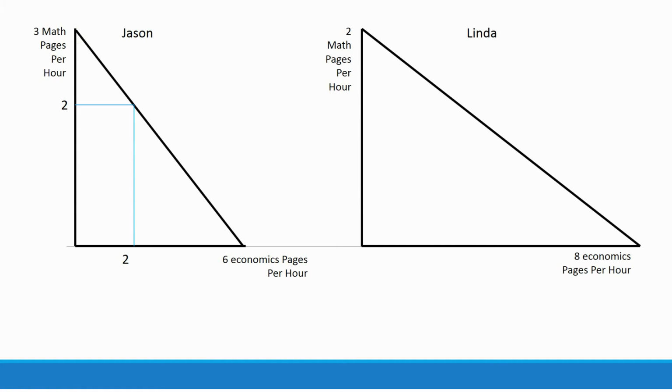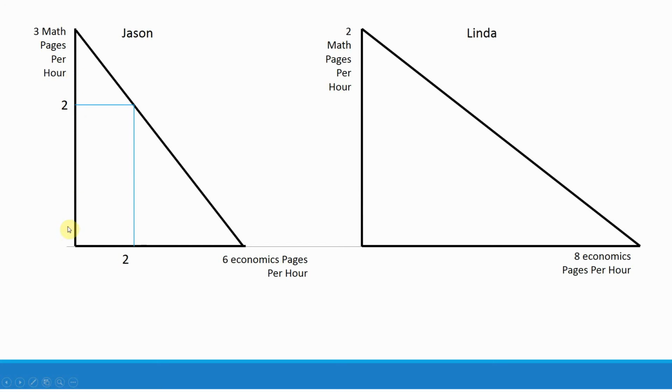Or he can produce just 2 math pages per hour, and according to the linear relationship here, achieve just 2 economics pages per hour. But I want you to notice that at 2 math pages per hour, he is at most able to make 2 economics pages. Now, specialization is important because with specialization and trade, Jason may have the opportunity to produce 2 math pages.